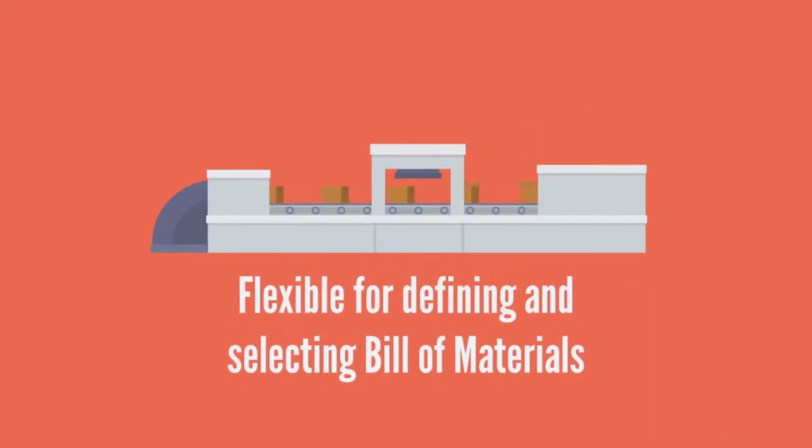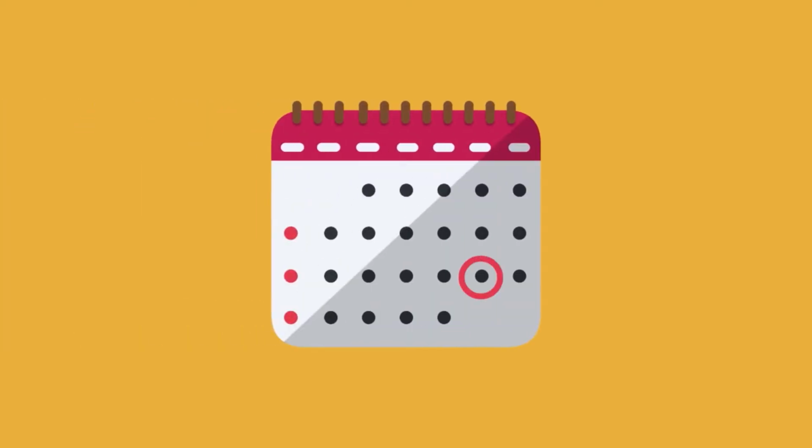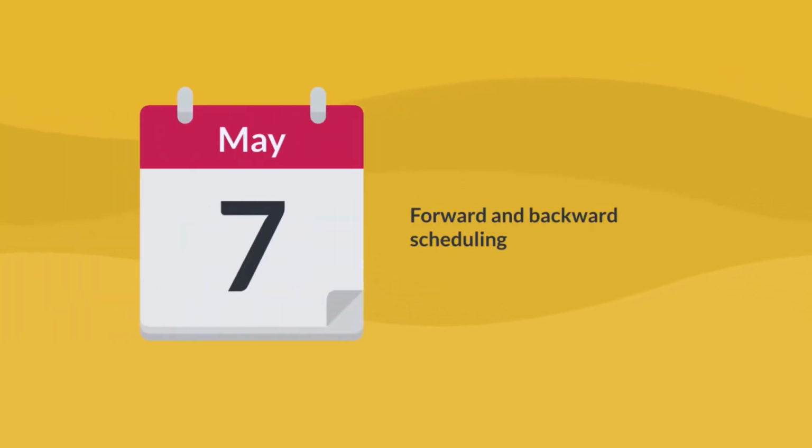NetSuite is also highly flexible in defining and selecting bill of materials on the work order level. You can easily select your work order routing based on the assembly item. In addition to that, we can have both forward and backward scheduling.